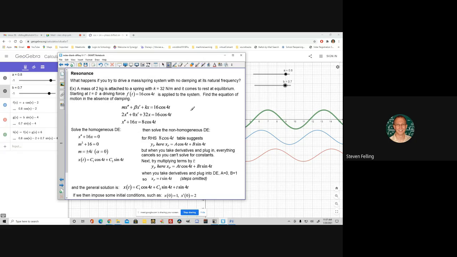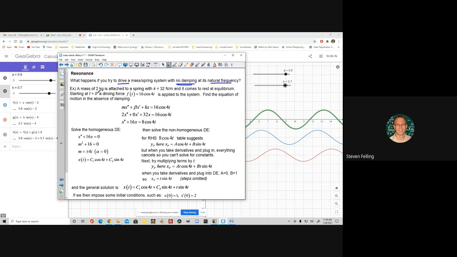And it turns out that something really interesting happens if you try to drive the system with a driving function that's at the natural frequency, especially in systems with no damping. Okay, so if you have no damping and you drive a mass spring system at its natural frequency, what would happen? Here's a specific example. Let's say we have a mass of 2 kilograms that's attached to a spring with a spring constant of 32 newtons per meter. It comes to rest at equilibrium.